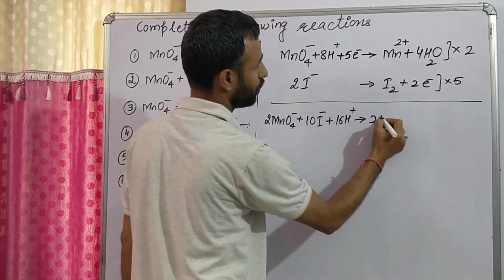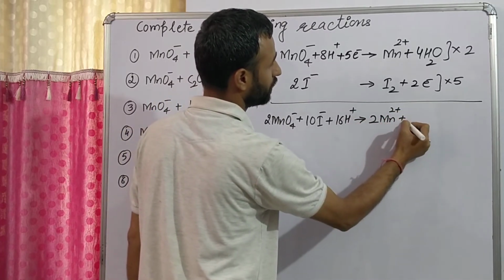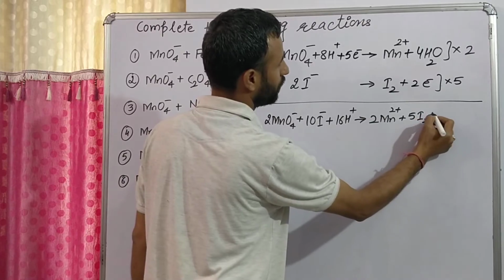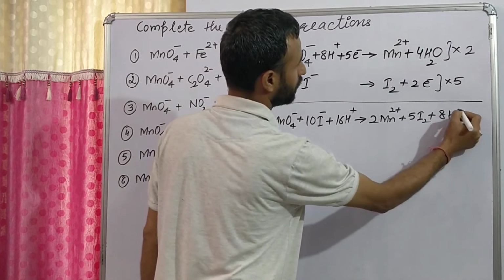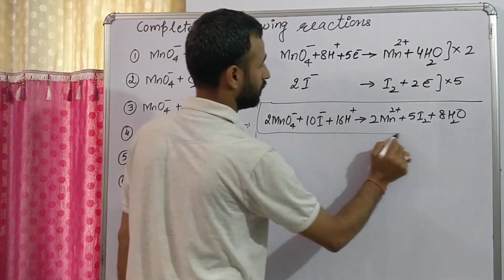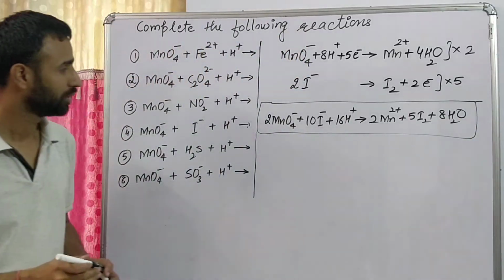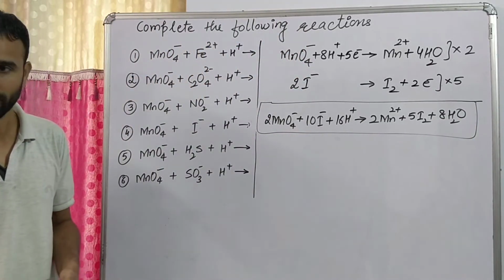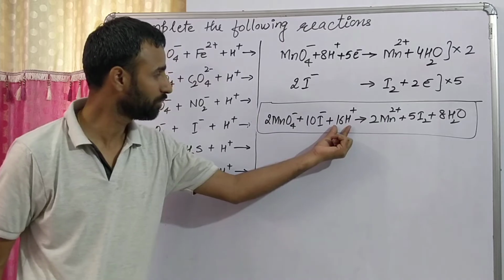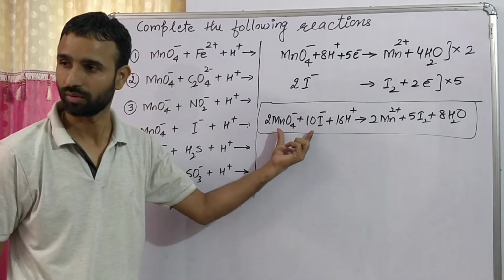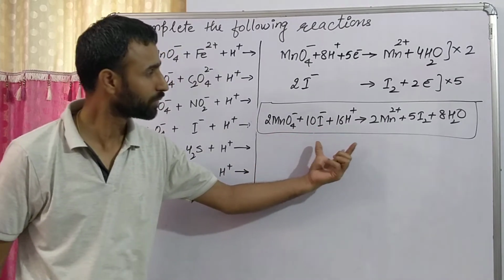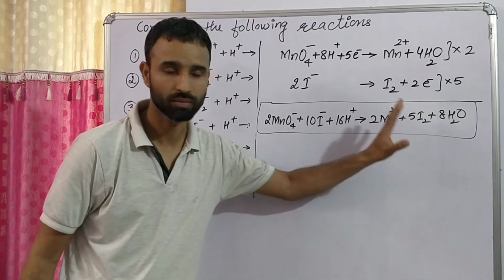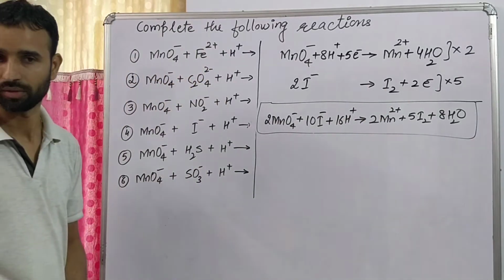On the other side, 2 Mn2 plus plus 5 I2 plus 8 H2O. So again, verify it. 16 positive, 12 negative, 4 positive. On the other side, 4 positive. That means it is verified. Okay.